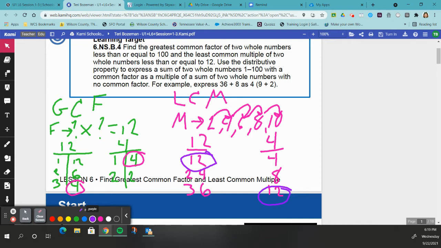So it is important that we understand the difference between greatest common factor and least common multiple. So again, make sure that these notes are in your spiral, please.